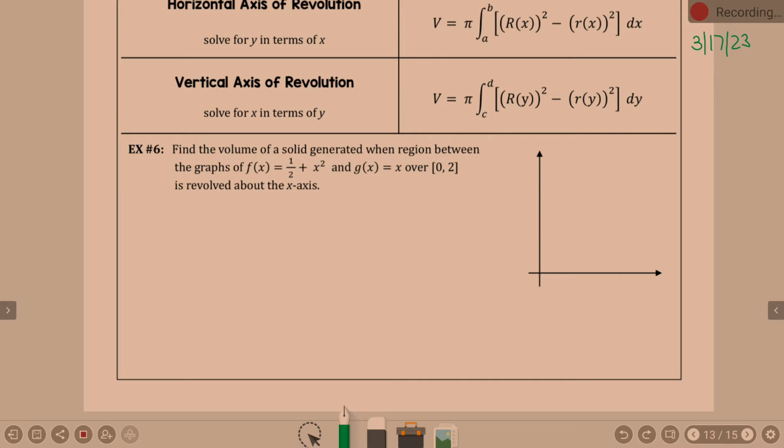Okay, so g of x equals x is that perfect diagonal line, right? f of x equals 1/2 plus x squared. What do you know? It's a parabola. I got the same thing from Ethan and Jacob at the same time. So, okay, it's a parabola moved up half.